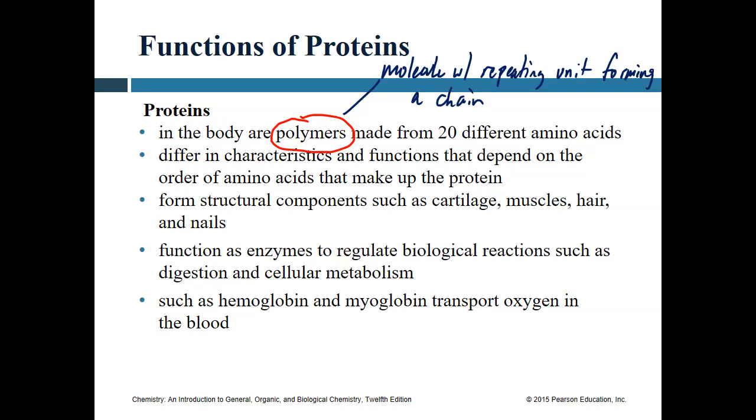Proteins can exist outside of structural kinds of tendencies as well. We can find them in the use of enzymes. Enzymes, again, biologically active proteins that usually do some assistance in aiding the body in doing some chemical reactions. We find them in places like digestion, cellular metabolism. We can also find them in the forms of hemoglobin, myoglobin, where they involve iron as part of the protein structure and transport oxygen through your blood.